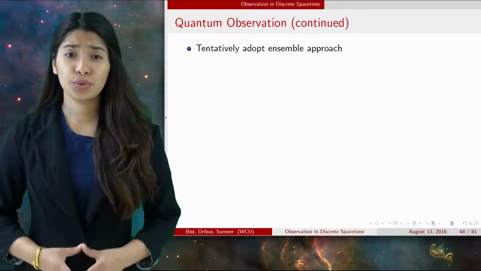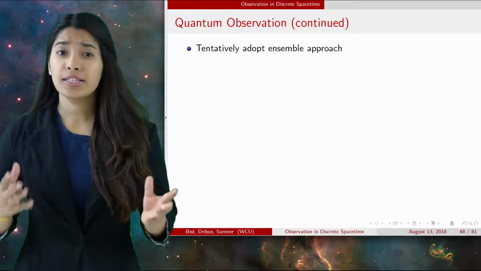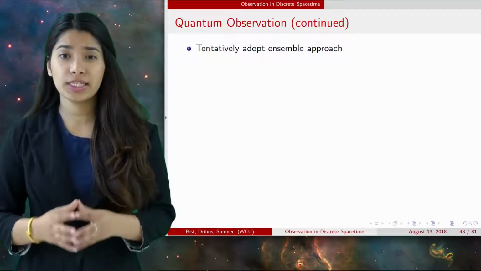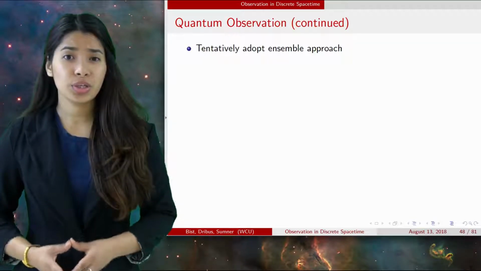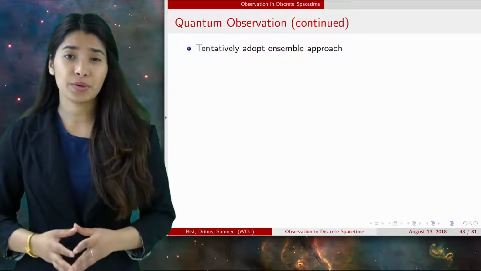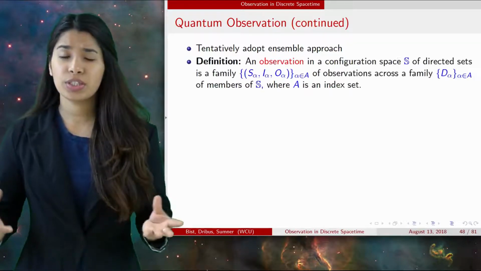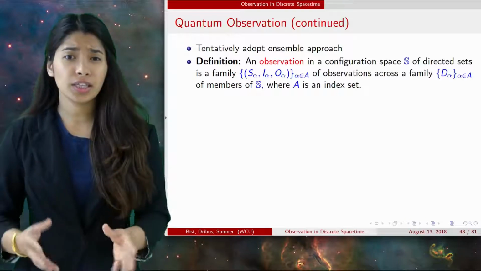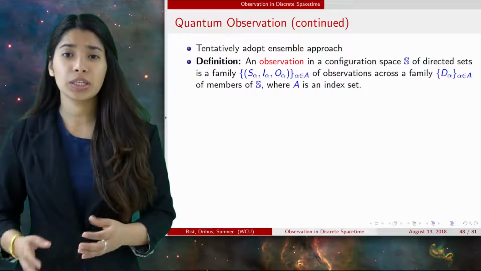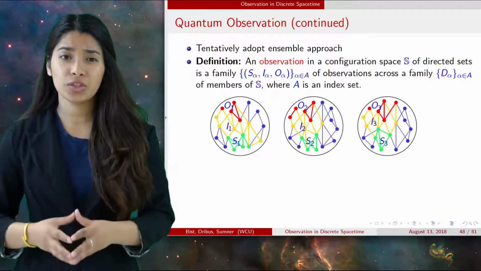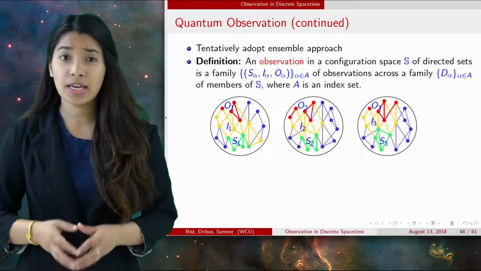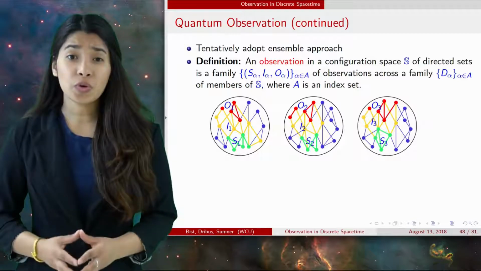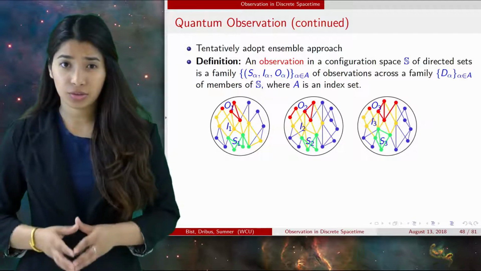The ensemble approach that we discussed on the previous slide seems to make much more sense in terms of connecting it to recognizable physics than the higher level approach. So we tentatively adopt it as our definition. To be precise, we define a quantum observation in configuration space, bold S, or kinematic scheme to be more formal, to consist of a family of observations across a family of directed sets, indexed by some index set which we call A. Now, of course, the definition leaves a lot of unanswered questions.